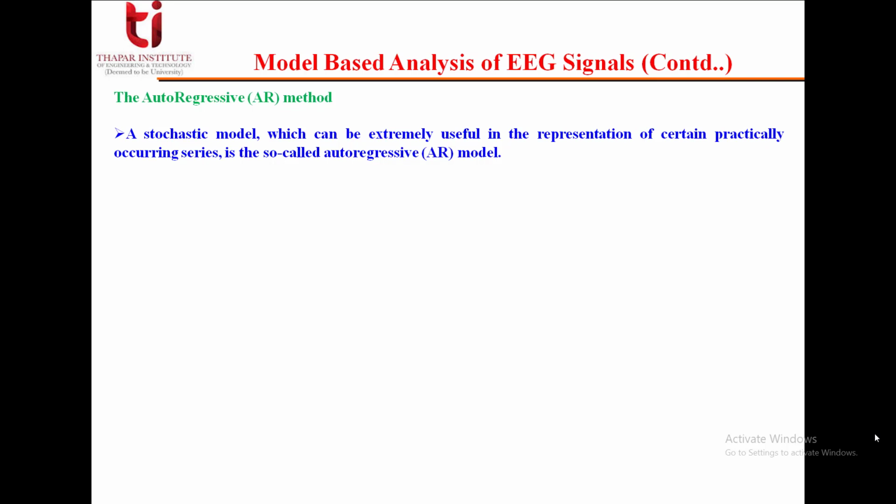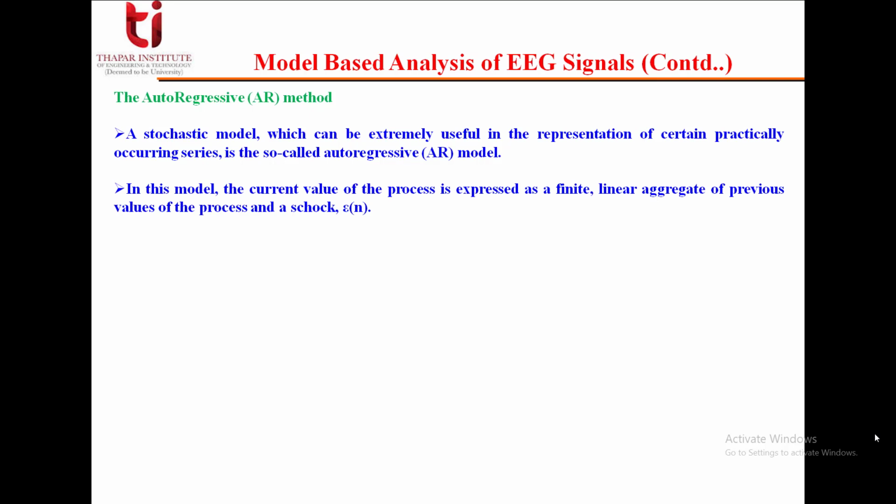This is a stochastic model which can be extremely useful in the representation of certain practically occurring series. So we are calling it autoregressive, and it is generally represented as the AR model. In this model, the current value of the process is expressed as a finite linear aggregate of previous values of the process and a shock epsilon n.